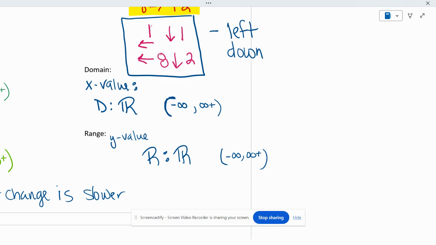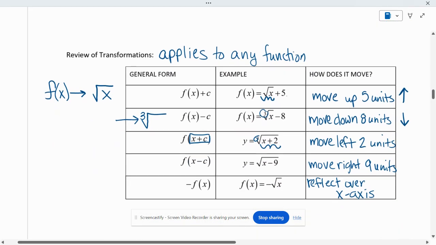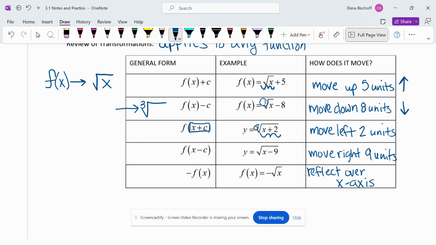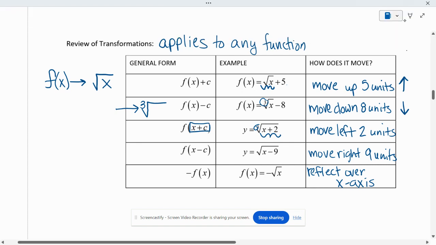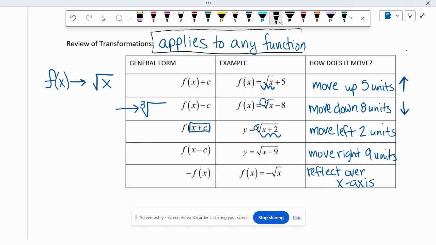Okay, flip over. So yesterday I did all of this in our video. I did all of the functions, even the cubic functions, because I wanted to make sure that you understood the transformations. Remember that this transformation applies to any function. It works for linear, quadratic, exponential, cubic, everything.